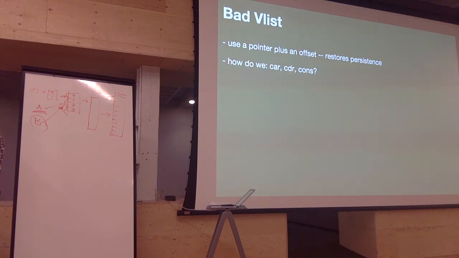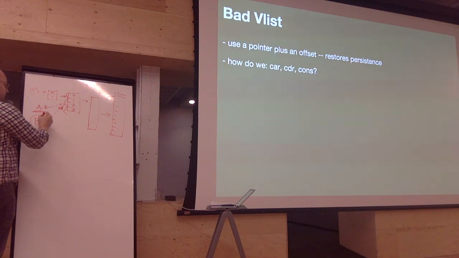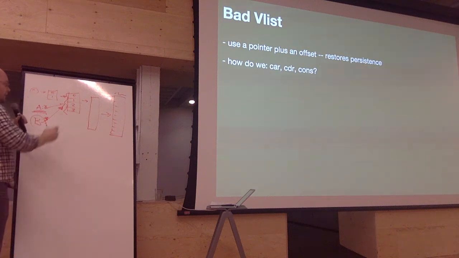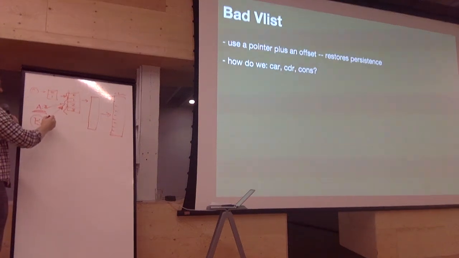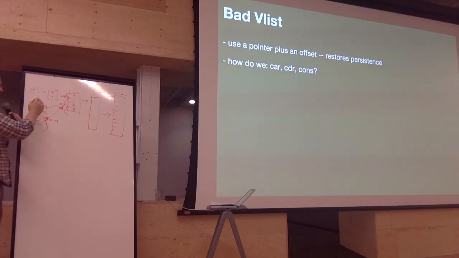So what do we do? Well, what if A came with an offset, and B came with an offset? And when we change B by putting in 3, we change this offset to 4, but we leave A's offset alone.